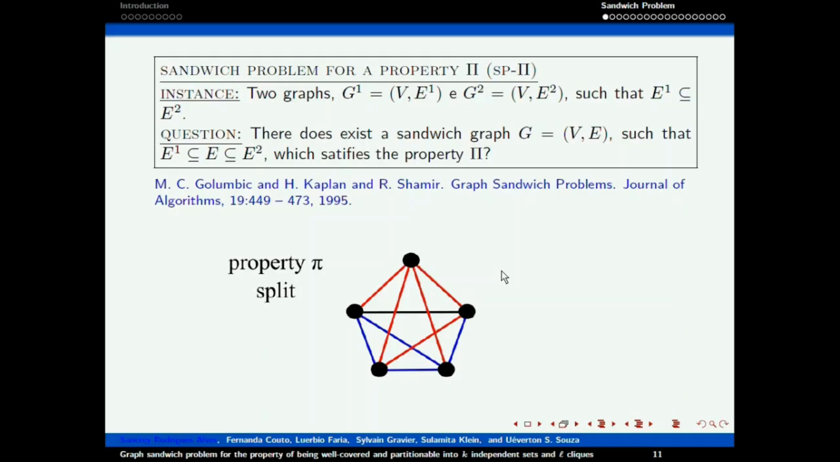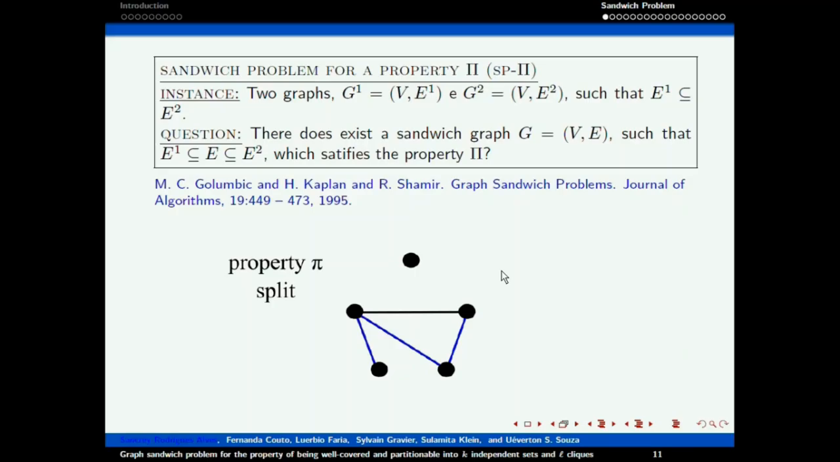To solve the problem, we initially remove the red edges, once they cannot participate in the solution of the problem. Only the blue edges and the black edges remain. We remove as many blue edges as possible and obtain a split graph. An important observation is that such a solution is not unique. This graph is also a solution for the problem.